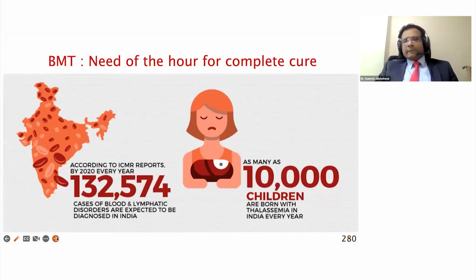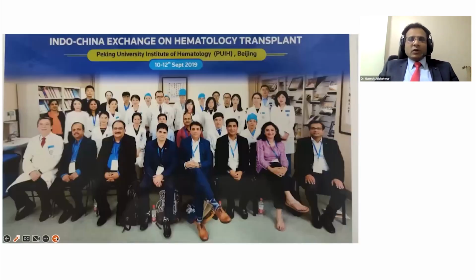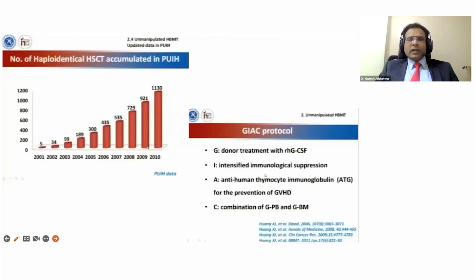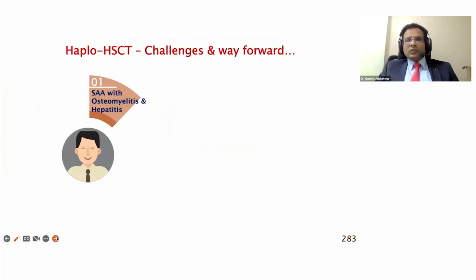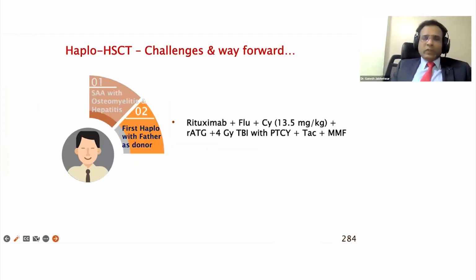And the number of transplants undertaken for curing such thalassemia major children is less than 500 even today. So we need to accept these challenges and we need to find solutions for our own subset of patients. So I'll just quickly run over another interesting case.